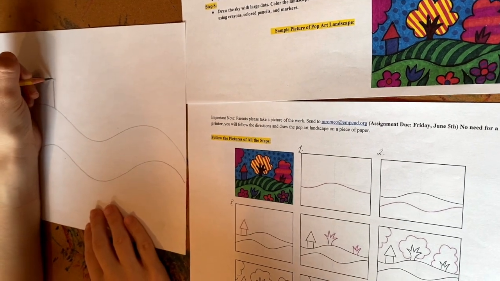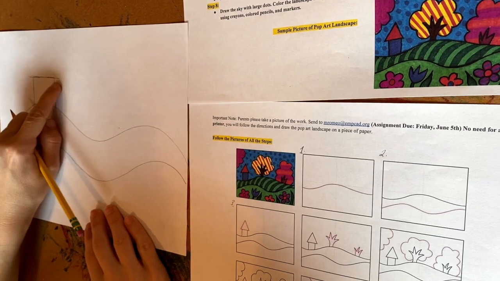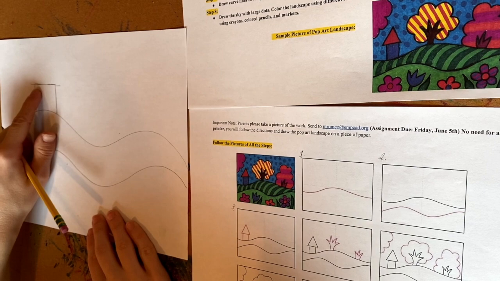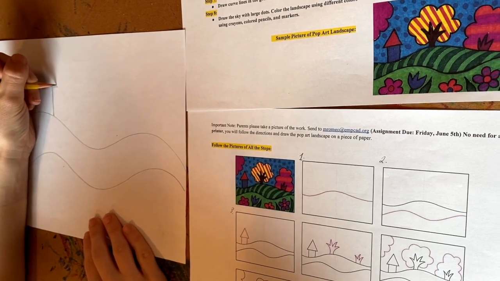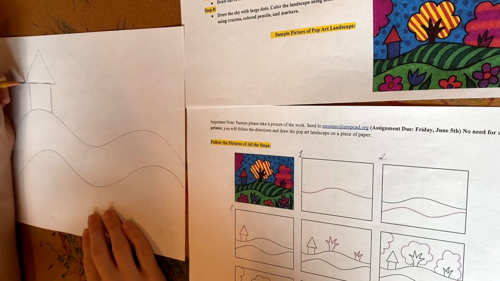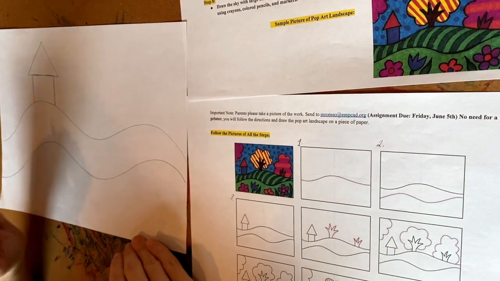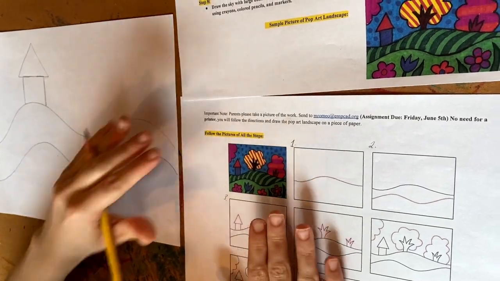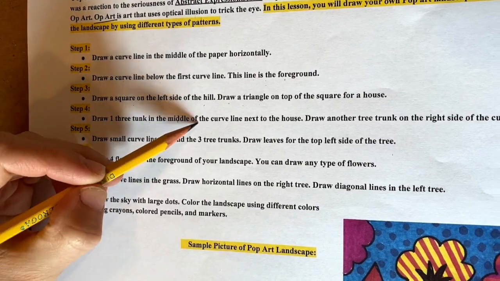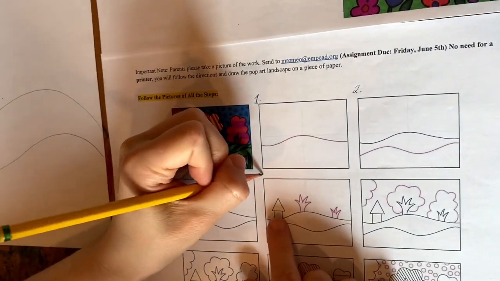Now we're going to draw our triangle. Now the triangle is going to be out. So this is horizontal line out from the square line because our roof is going to be wider than the actual house. Now we're going to move on to step number 4. Draw one tree trunk in the middle of the curved line next to the house. So here's picture number 4.